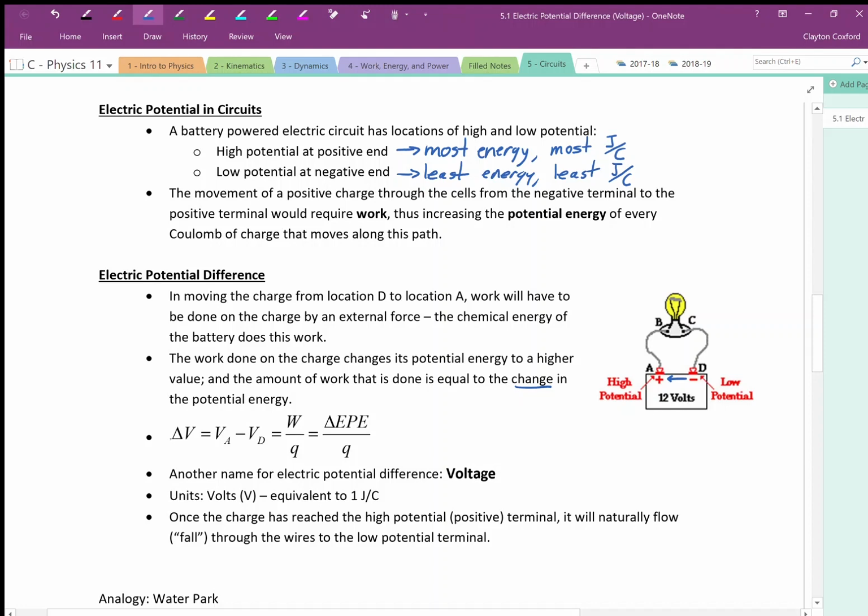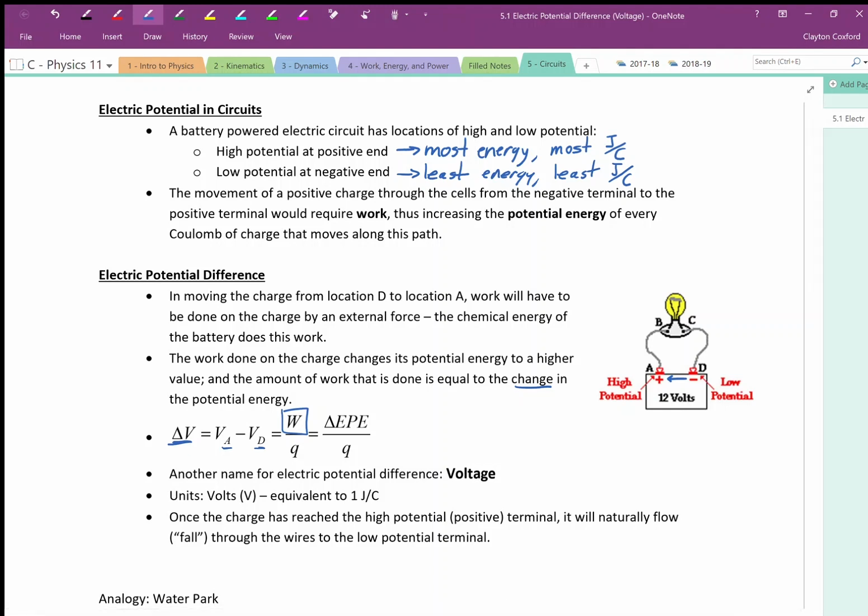So the change in the potential difference, how much potential it has at location D compared to how much potential it has at location A. Remember, delta means change in, it's final minus initial. Final location is location A, the positive terminal. Initial location is location D, the negative terminal. So the difference in those is equal to the work done to move these charges from negative to positive, or we'd say it's the change in the electric potential energy per charge.